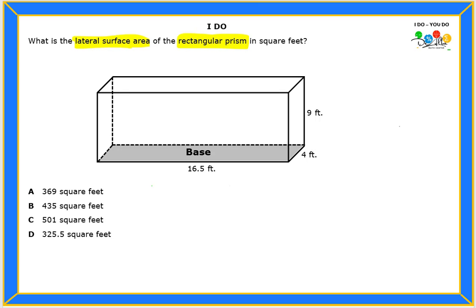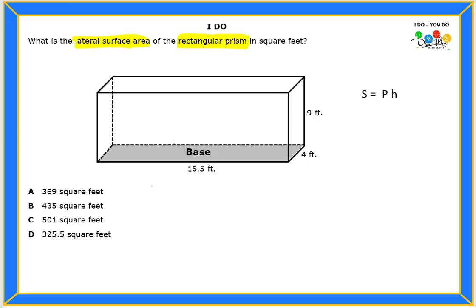Okay, so the first thing we want to identify is, of course, the formula, right? You guys have a reference materials or formula chart. You can always find it there, or maybe some of you guys already memorized it, right? And the formula for that is S equals P times H, where P stands for the perimeter of the base and the H is the height of your prism, right?